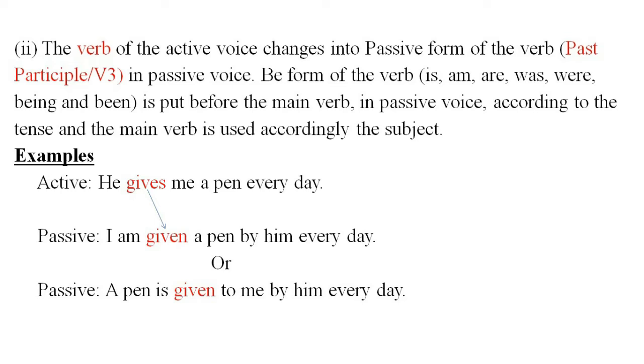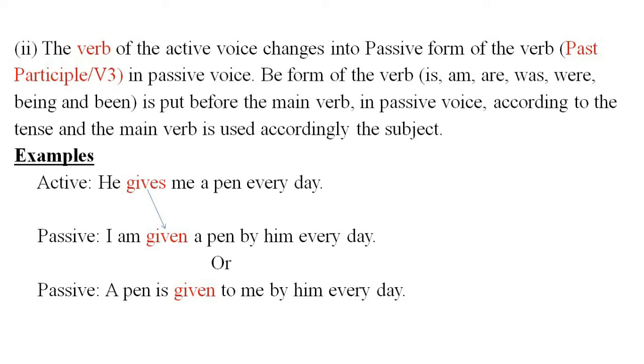Second, the verb of the active voice changes into passive form, the verb that you say past participle or third form of the verb. In passive voice, the forms of the verb are is, am, are, was, were, be, been and being, which are put before the main verb, according to the tense, and the main verb is used according to the subject. Now let's understand through the examples.